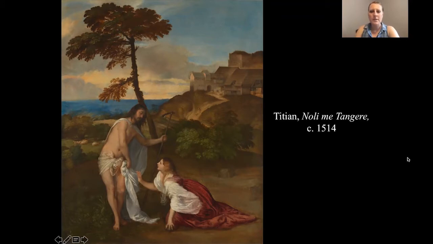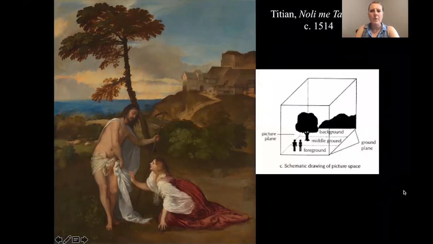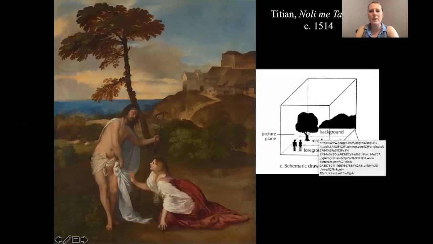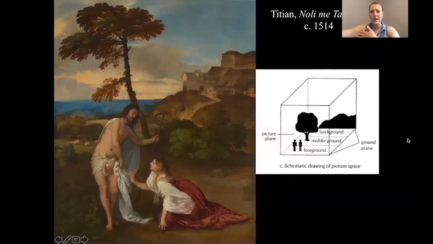Titian gives us this illusion of depth by using a foreground, middle ground, and background. So you can see here, we can think of the picture plane as having these three areas that recede away from us in illusionistic space.